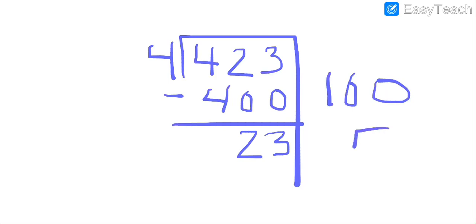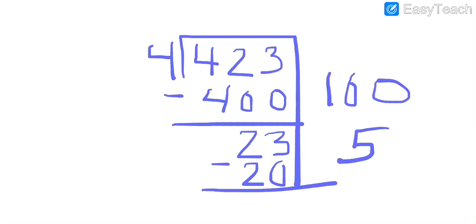So let's write our 5 down here on the outside. 4 times 5 is 20. Write it down. Go ahead and subtract. Draw your equal sign. And now subtract 23 minus 20. 3 minus 0 is 3. So we have to say to ourselves, oh, I have a leftover remainder of 3. Can I multiply anything by 4 to get 3? No, because 4 times 1 is 4. Therefore, I'm going to have to leave that as my remainder.